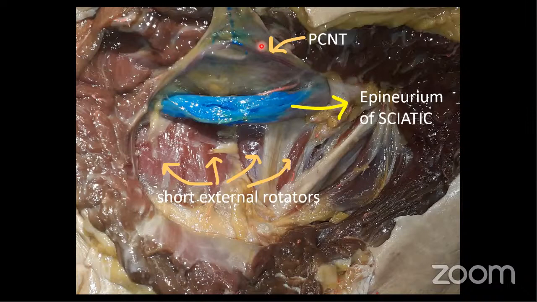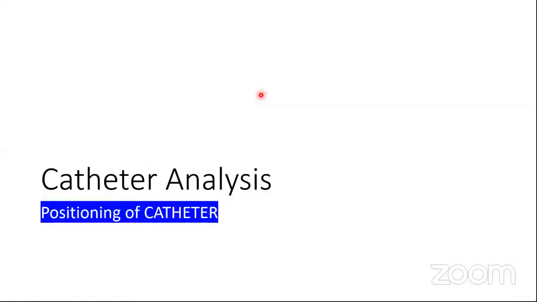And that's the posterior cutaneous nerve of thigh, which goes inside the sheath, and then it goes outside the sheath. And these are the short external rotators on which the sciatic nerve lies. So that is how the placement is. And this is the intraneural artery, which is what you see over there.